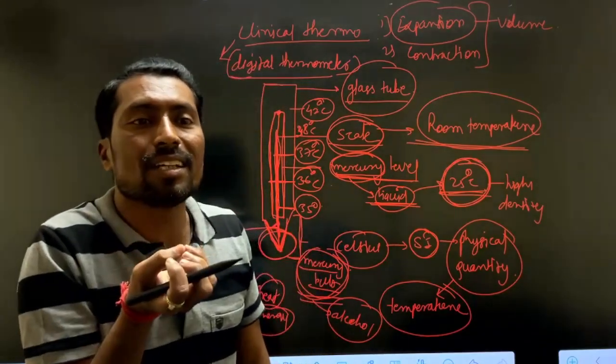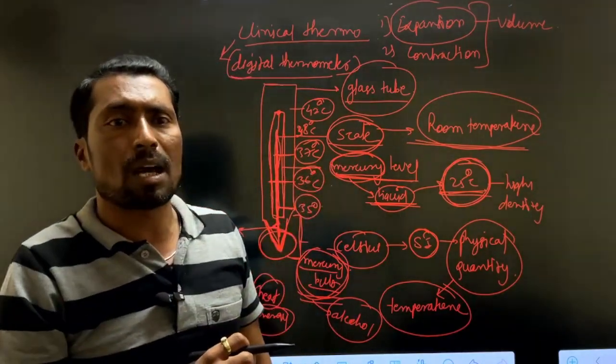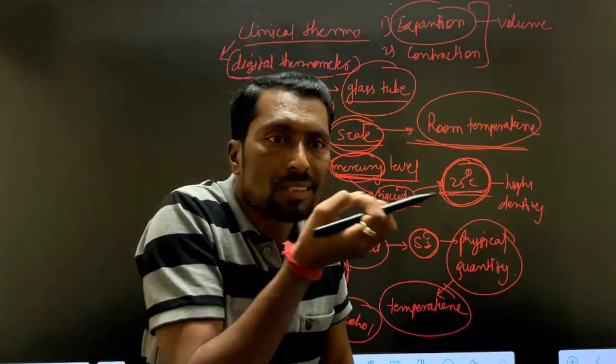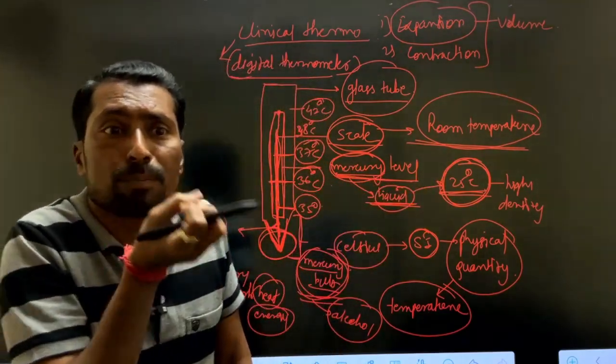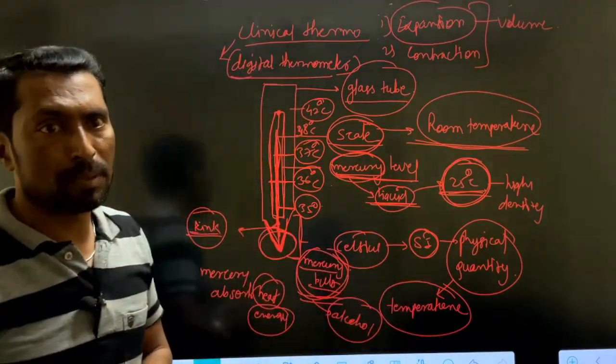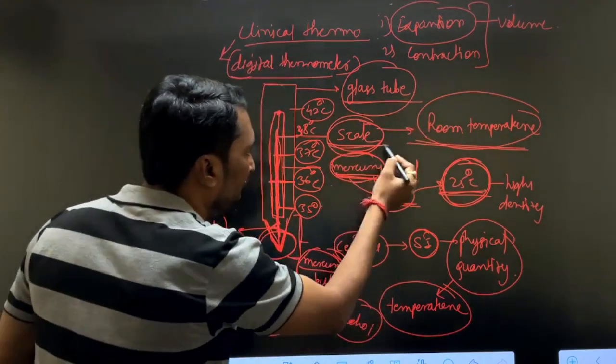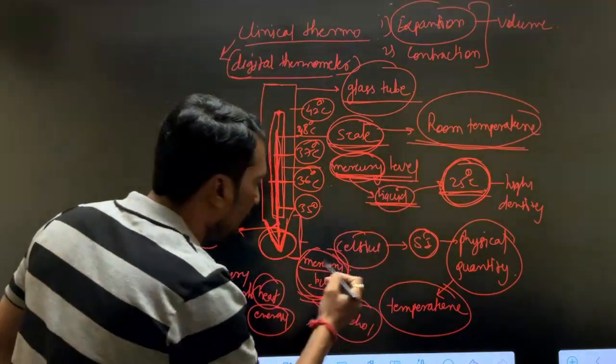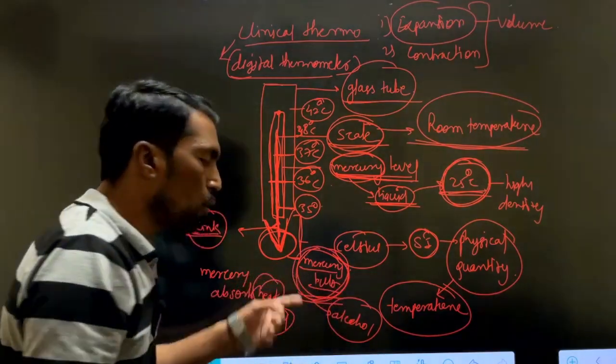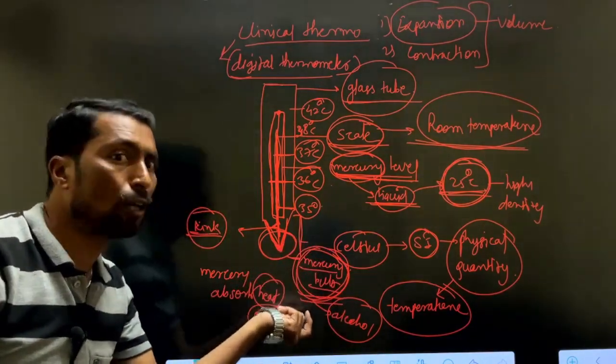It's mandatory to know how the clinical thermometer that we used earlier is constructed, how it works, and what the different parts used in a clinical thermometer are. Let me revise all the parts. One is the glass tube, another is the scale, the mercury level is there, and the last one, the mercury bulb, is very important.